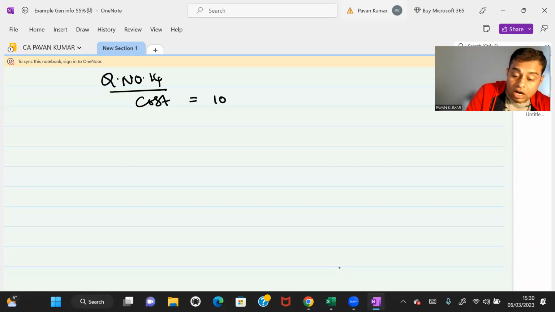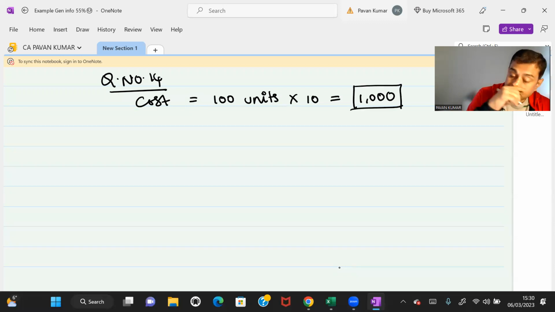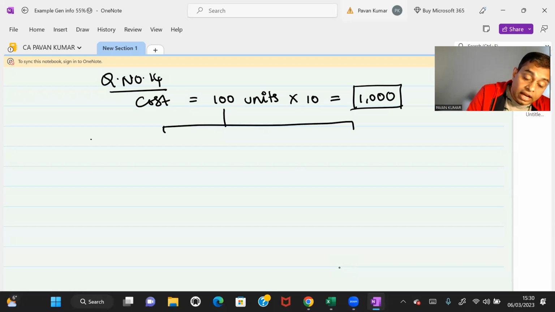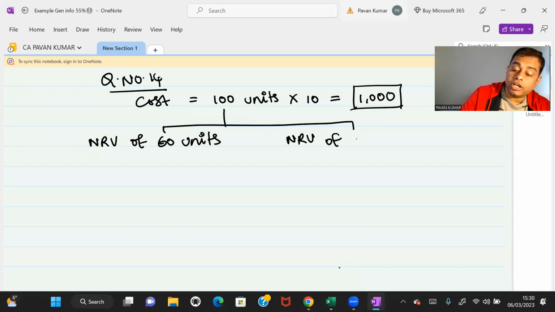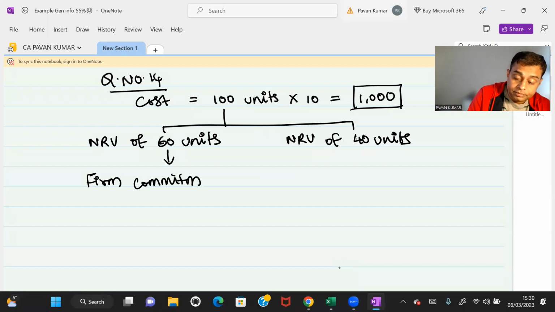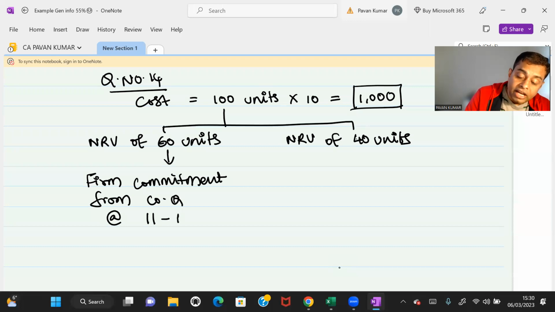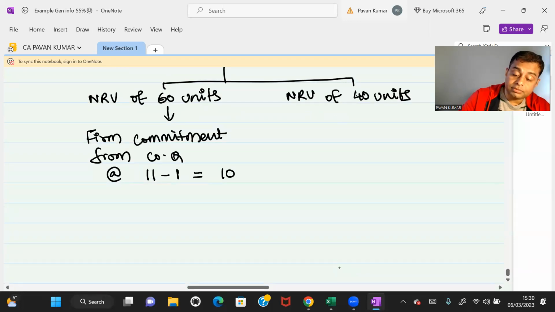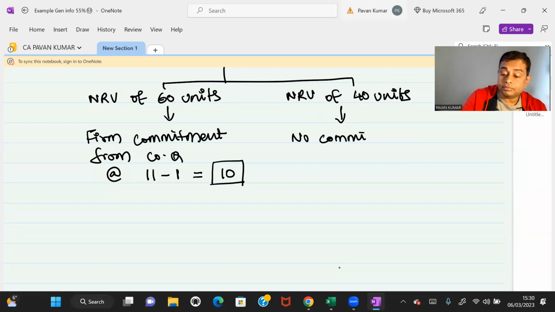Cost is equal to 100 units into 10 is equal to 1000. In this 100 units, NRV of 60 units, NRV of 40 units. This 60 units has firm commitment from company Q at 11 rupees selling price minus 1 rupee cost to sell, 10 rupees. This is NRV. Here, no commitment from any company. No commitment. Here, we'll take market price. What is market price? At a rate of 8 rupees minus 1 rupee cost to sell, 7 rupees.